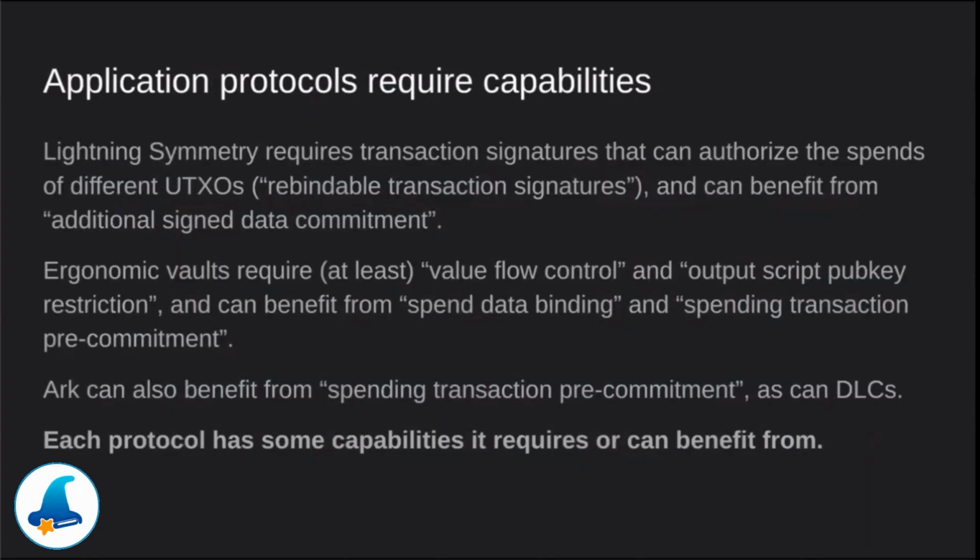Application protocols don't require opcodes. They require specific capabilities from the underlying Bitcoin network. Right now, Bitcoin has certain locking capabilities, right? We can lock based on time. We can lock based on transaction signatures using a public key and a private key. We can lock based on hash locks. There's a certain limited set of capabilities for locking funds that Bitcoin supports right now. And that's what protocols need. They don't need opcodes. They need capabilities.